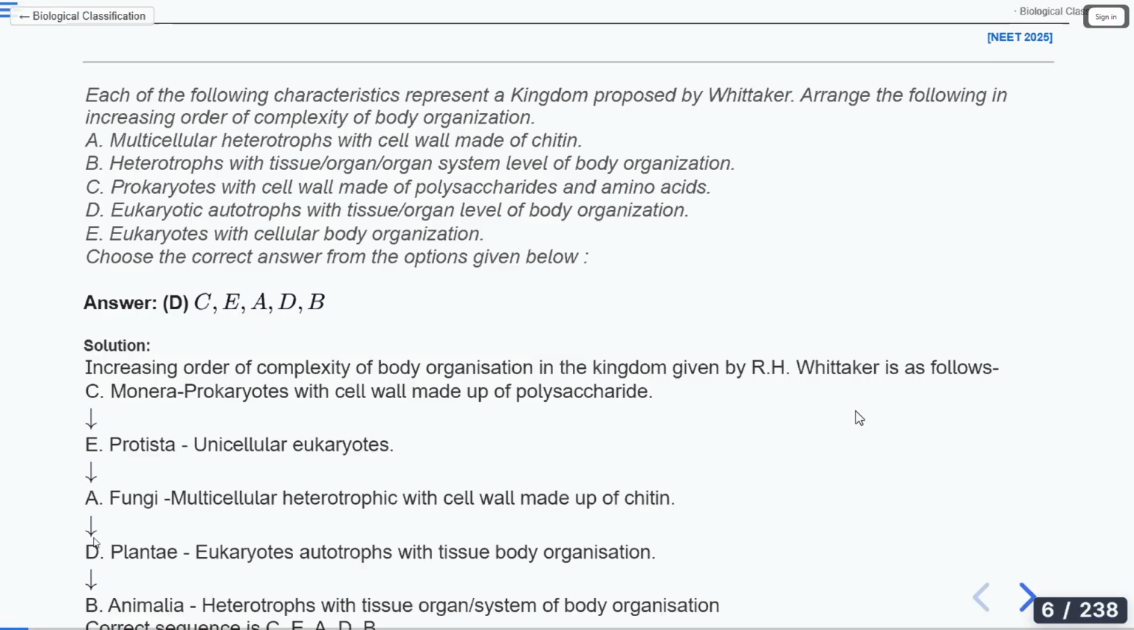Okay, very good. Then comes Plantae, eukaryotic autotrophs, then Animalia. So the correct sequence is C, E, A, D, B. So the answer is option D. Let us see the next question.